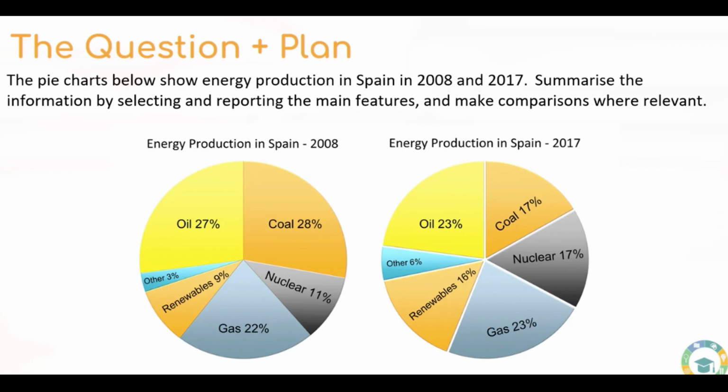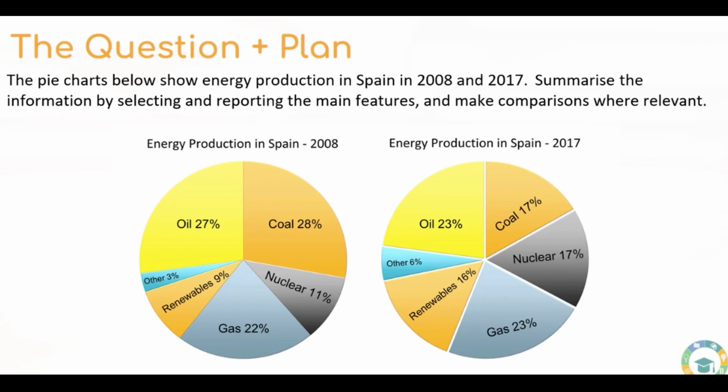So before I even start writing a plan, I'm just going to spend a minute looking over the data. On the left, we have a pie chart which is energy production in Spain for 2008. On the right, we have the same information but for the year 2017. In 2008, I can very quickly see that oil and coal make over 50% of energy production. Gas is at 22%, and not quite as important, we have renewables, nuclear and other.